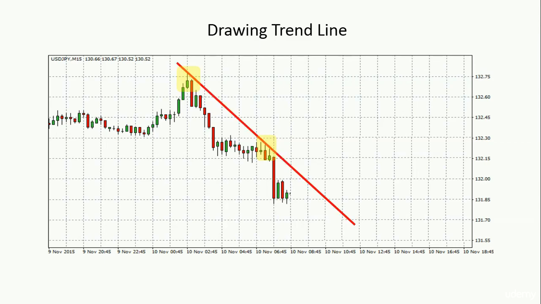Always draw a trend line from right to left, because the right side of the chart represents the most recent price action, so it has higher impact and predictive power on the future price action than the left side of the chart. So, for a trend line to be drawn, you need at least two higher lows in the uptrend, while you need at least two lower highs in the case of downtrend.